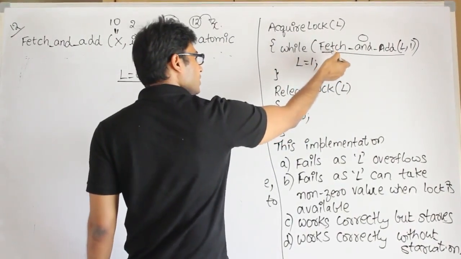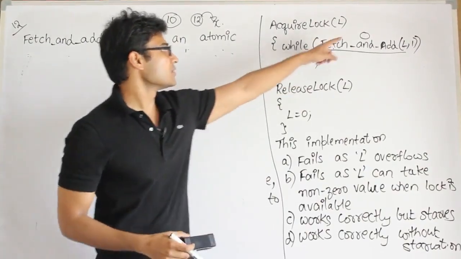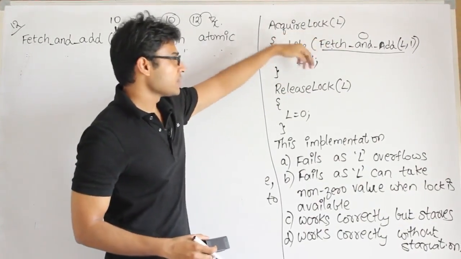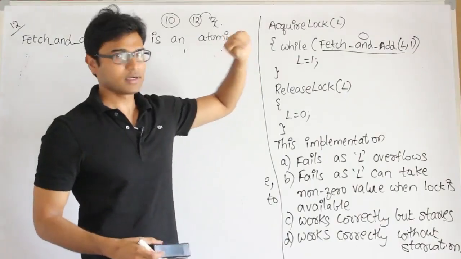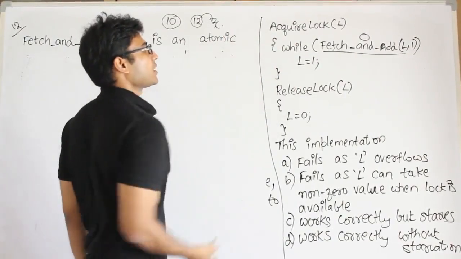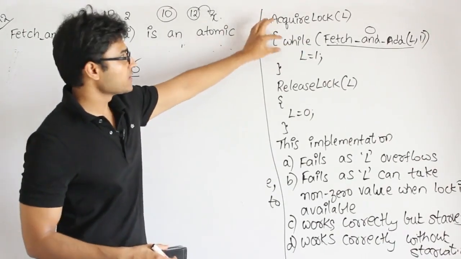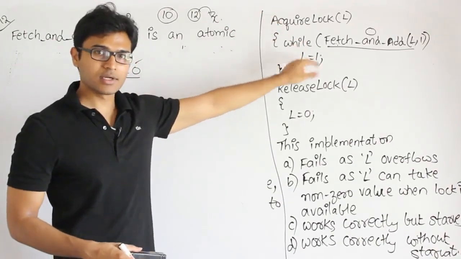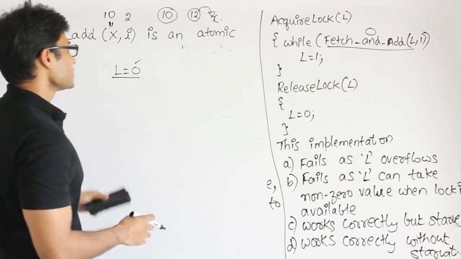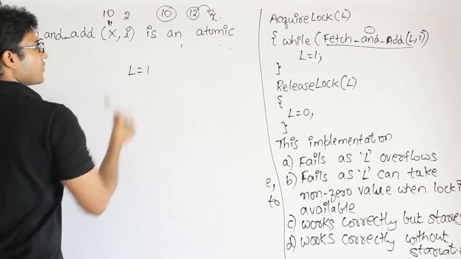When the while loop breaks, you are going to come out of the while loop, right? The reason is here it is 0 and you are going to come out of this. Anyway, L is made 1, isn't it? And therefore they can enter the critical section. So the critical section will be here, right? So whoever calls this fetch and add first, or whoever enters this while loop first, will get into the critical section. Now the value of L is 1, isn't it? The value of L is 1.